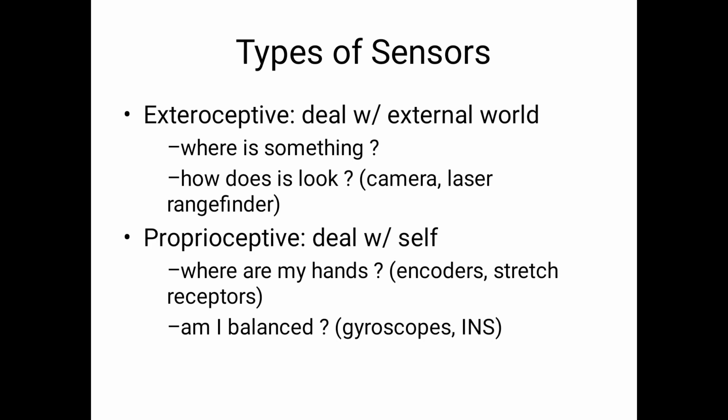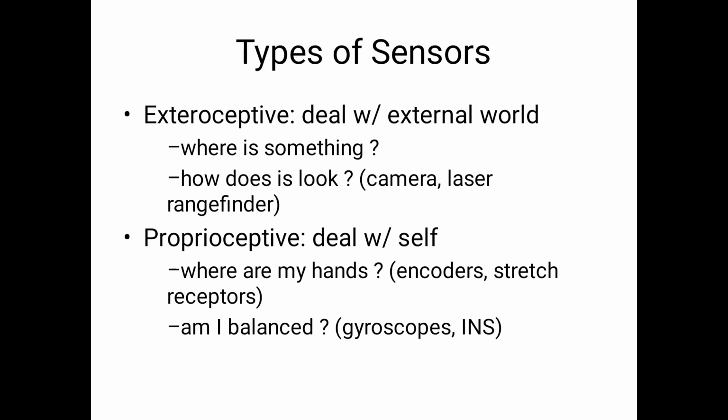So types of sensors: exteroceptive and proprioceptive. Exteroceptive sensors deal with the external world, while proprioceptive sensors deal with themselves. Extero means external, proprio means internal or self. So exteroceptive sensors deal with the external world. For example, a camera, or a laser range finder, where according to the laser they will rotate or move. So they are sensing the external world.